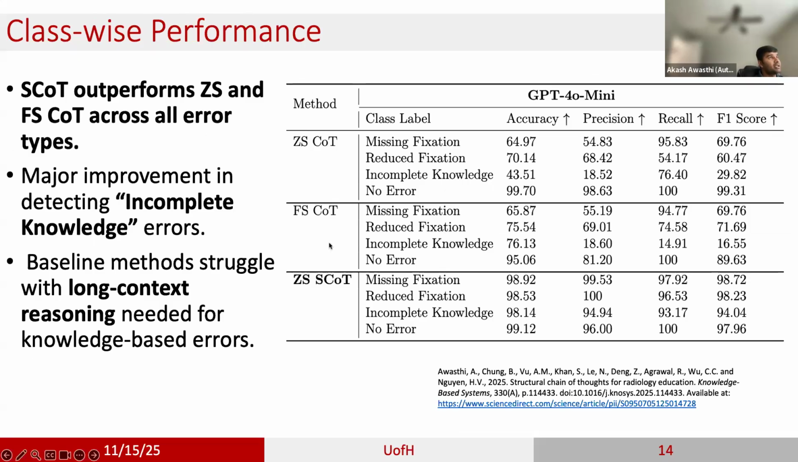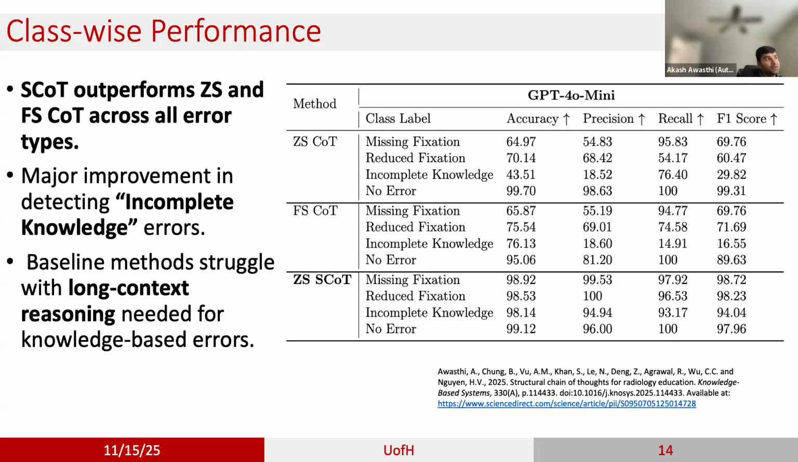The class-wise performance is also shown here. You can see that our ZSCOT has better performance across all the different classes. I show this for the GPT-4o model only, but it gains performance across all the different classes. As you can see, there are four classes: missing fixation, reduced fixation, and incomplete knowledge.